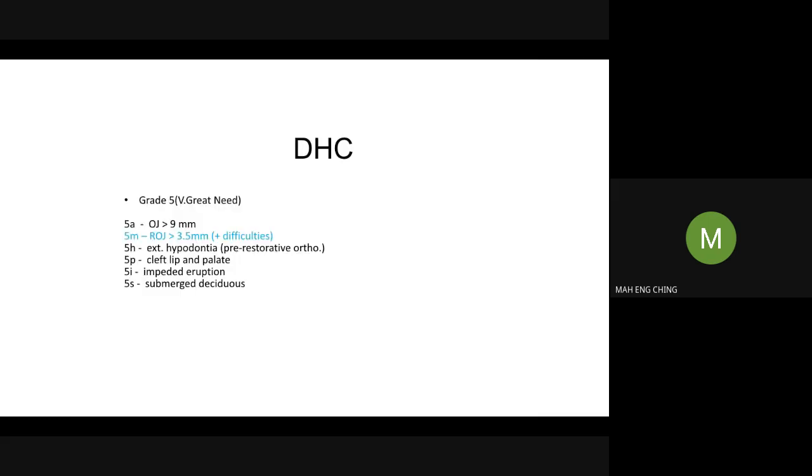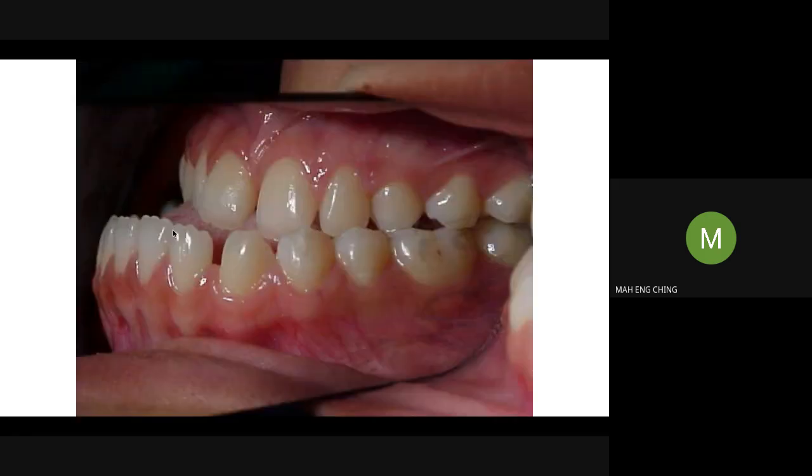So 5M is a reverse overjet, more than 3.5 millimeters with the speech and mastication or the eating problem. So same thing, you measure the overjet based on the labial surface of the lower incisor to the labial surface of the upper incisor and parallel to the occlusal plane. That's how we measure the overjet. So reverse overjet more than 3.5 with the speech and mastication problem, then consider 5M.